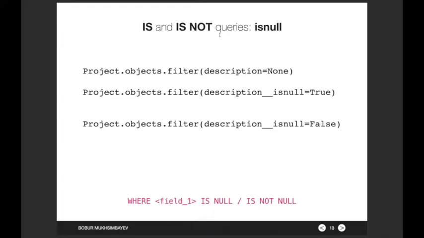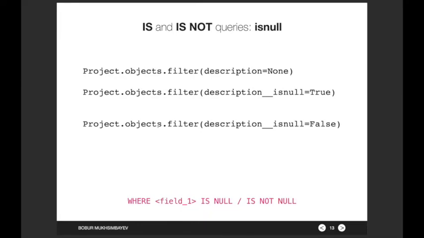Is and is not query, and is null. The first example, filter description equals to null, which means we are getting all projects which contain no description. It's not an empty string, it's a null, not set in the database. So the second example, description is null equals to true, which says is null. It means in the database we don't have any data. It's not an empty string. It's just like the first example, null equals to true.